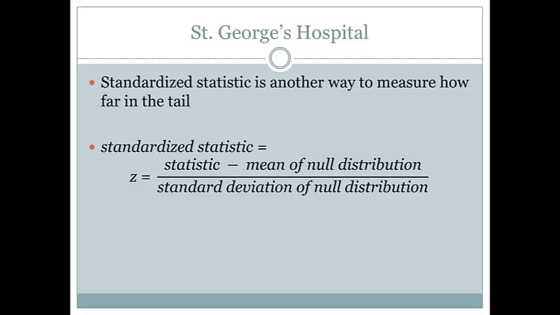For a single proportion like we're dealing with here, the standardized statistic is denoted with the letter z, and you compute z, the standardized statistic, by taking the value of the statistic, subtracting the mean of the null distribution, and dividing that difference by the standard deviation of the null distribution.